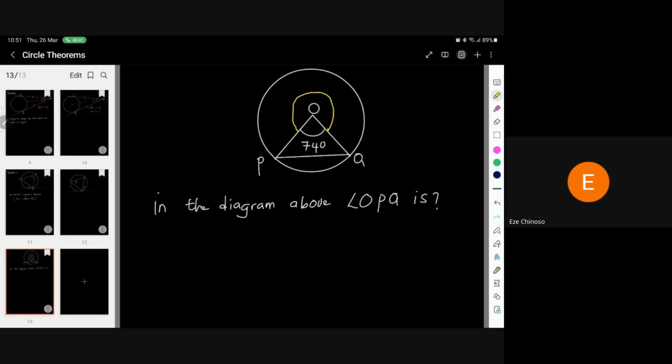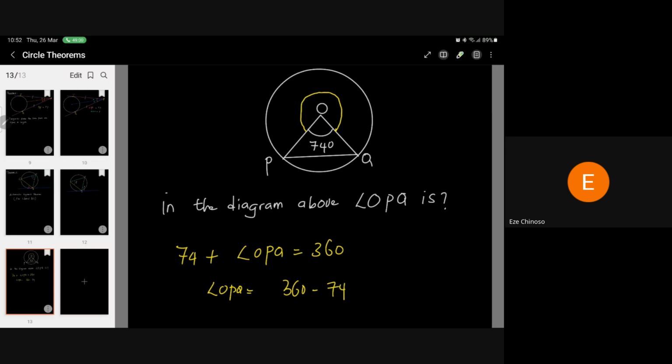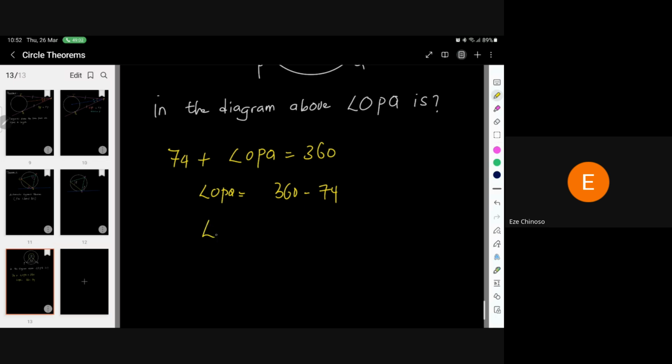And what's that basic thing you know? That angles at a point add up to 360, isn't it? So now, it simply means that we have 74 degrees plus angle OPQ is equal to 360. So that angle OPQ will be equal to 360 minus 74. So you can now calculate angle OPQ and get your value, right? 360 minus 74. Are we together, guys? All right.